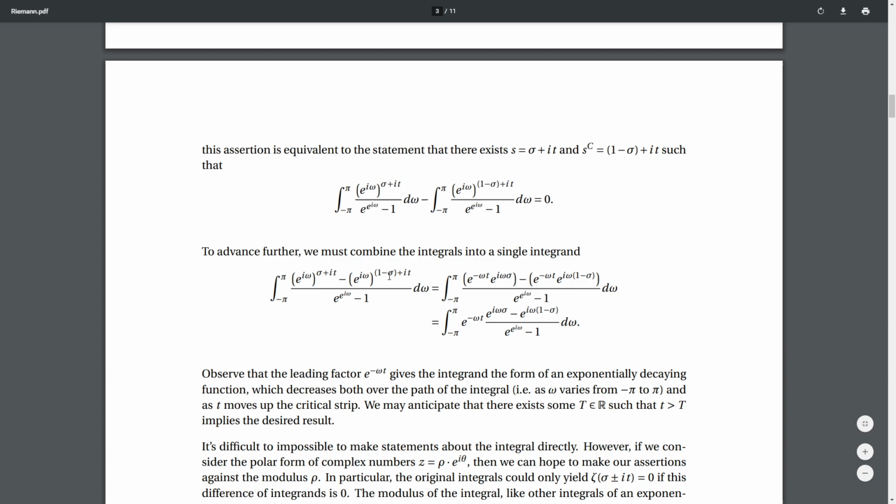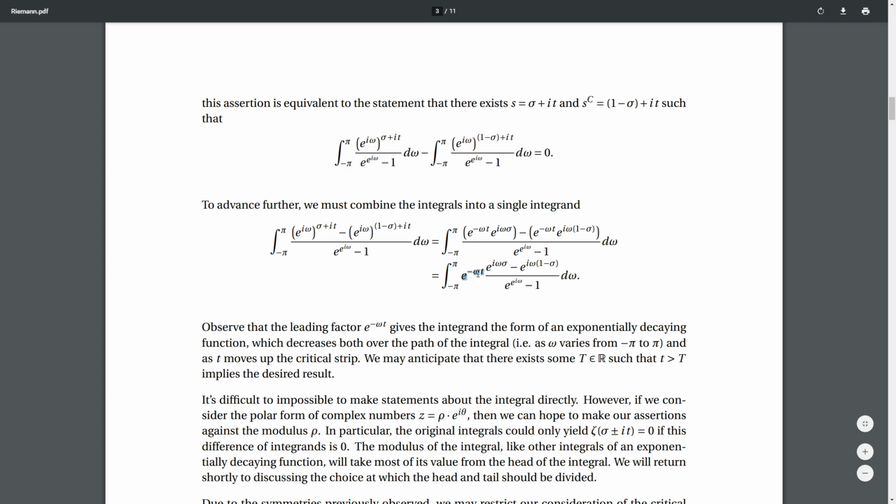And it's interesting, well, now we need to clean it up a little bit because we have e to the i omega in both of these, and then that itself is raised to some complex value. But it follows the rules of exponential arithmetic. So we bring it down, we multiply it out, and in both cases, we end up with this leading e to the minus omega t. And then in the first one, we end up with e to the i omega sigma, and in the second one, we end up with e to the i omega (1 minus sigma). Okay, and so now we have this leading e to the negative omega t, and then this, and then this is the denominator, and d omega.